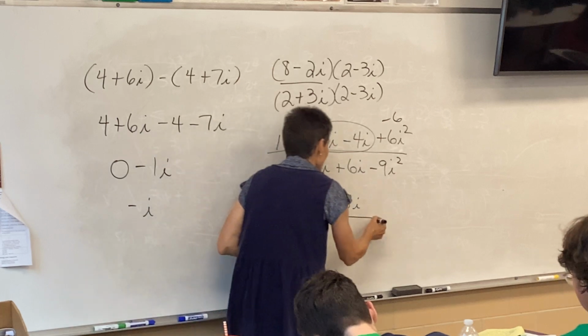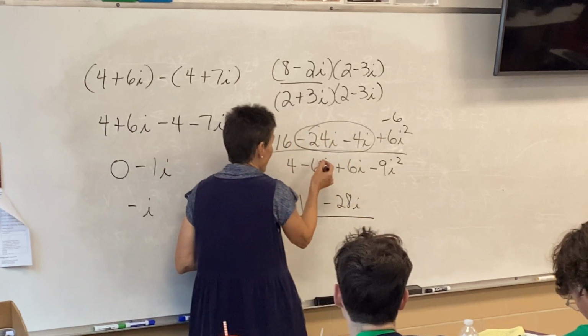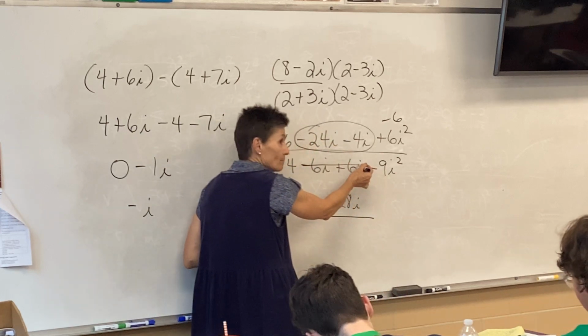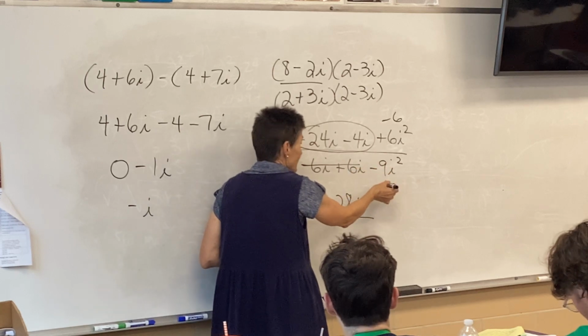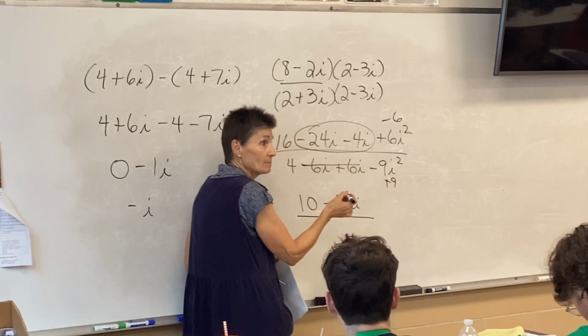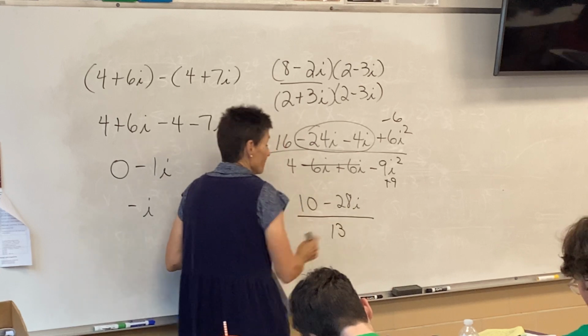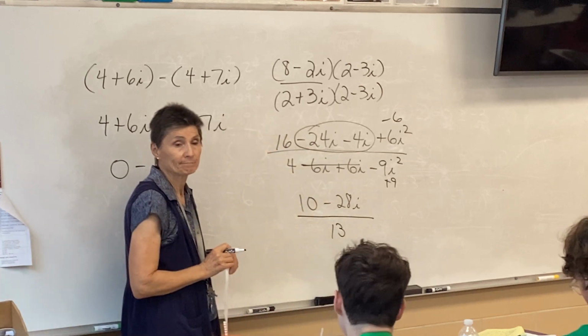And then on the bottom, same thing, only this time, these cancel. And that's going to become a plus sign. So on the bottom, I have a 13. Done.